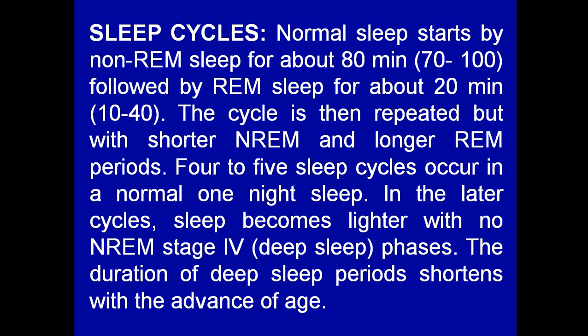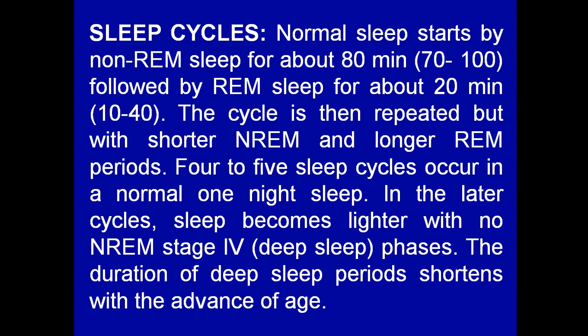Sleep cycle. Normal sleep cycle starts with non-rapid eye movement (NREM) sleep for about 80 minutes, average 70 to 100 minutes, followed by rapid eye movement sleep for about 20 minutes, average 10 to 40. The cycle is then repeated again, but the non-REM sleep starts to decrease and the rapid eye movement becomes longer, with about 4 to 5 cycle repetitions, meaning non-REM then REM.